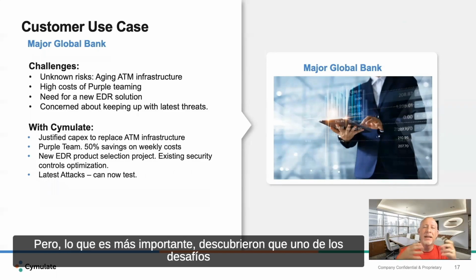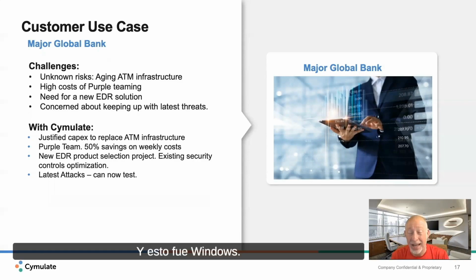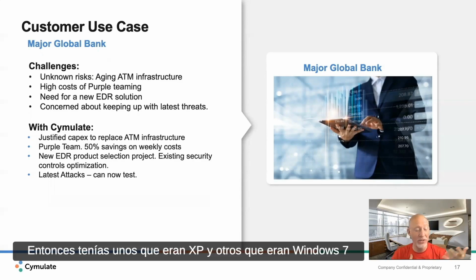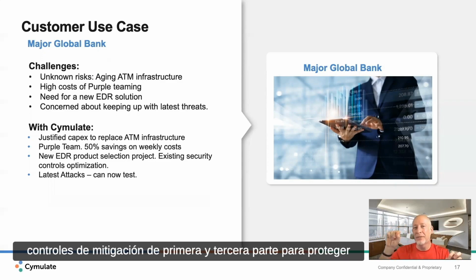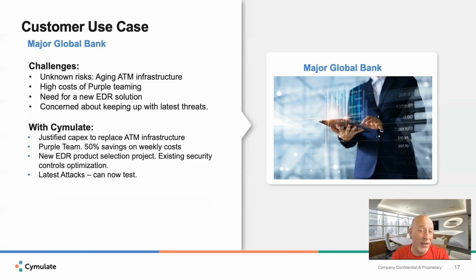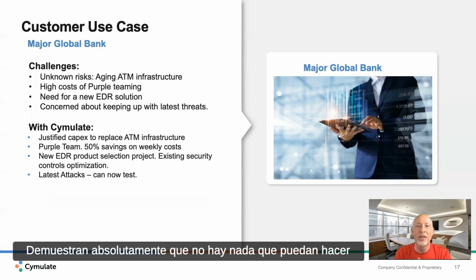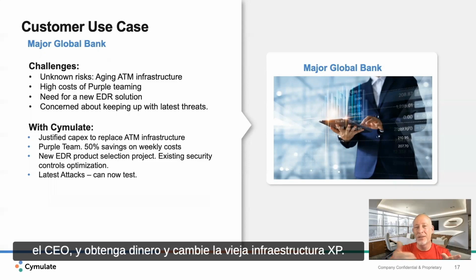But more importantly, they found that one of the challenges they had was an aging ATM infrastructure. And this was Windows, right? So you had ones that were XP and ones that were Windows 7. They found out that with Windows 7, there were enough first-party and third-party mitigating controls to protect those environments that could change. But with XP, they absolutely proved that there was nothing they could do to make XP safe. And by doing so, they were able to go to the board and to the CEO and get money and change out that aging XP infrastructure.